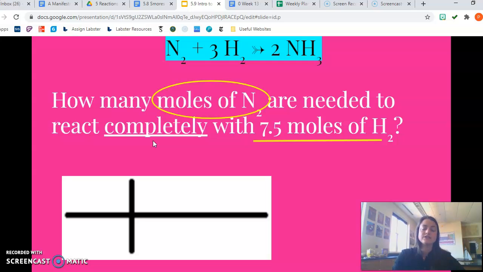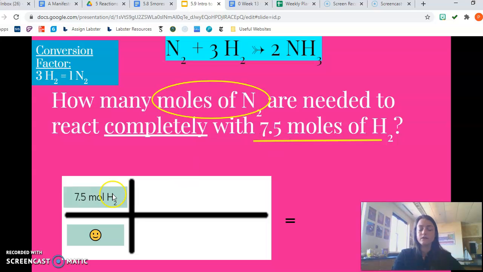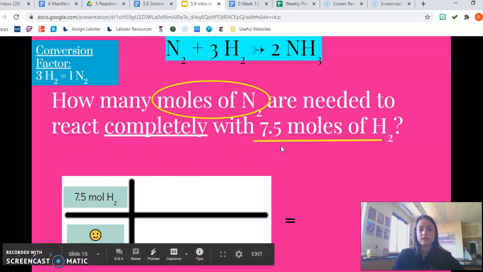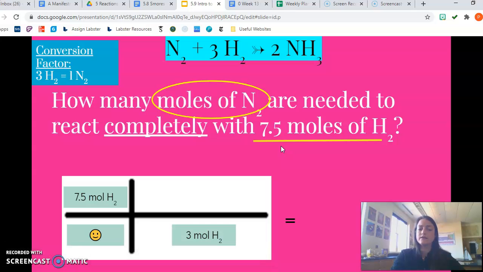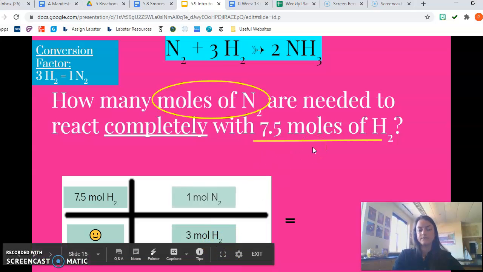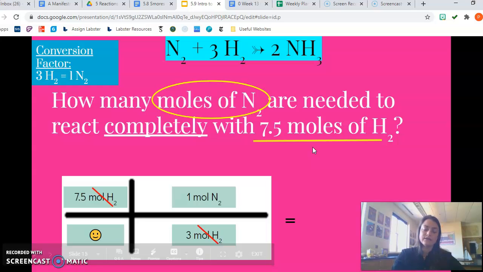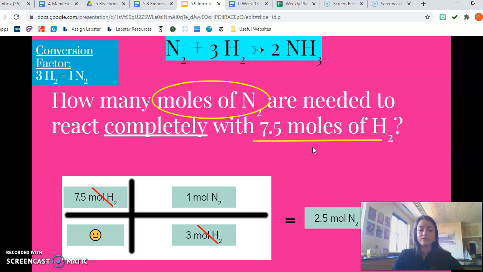Okay, so we set up our conversion factor now with those two things instead. So our conversion factor is there are 3 moles of H2 used for every 1 mole of N2, because there's no coefficient here, so you know it has to be a 1. So now we can set up our t-chart. We're going to put our given in the upper left, 7.5 moles of H2. Now use our conversion factor, putting that given unit on the bottom so that we can cancel it. Cancel out that given unit, and then do our multiplication across the top and our division by what's on the bottom. So 7.5 times 1, and then divided by 3. So 2.5 moles of N2 would be needed.